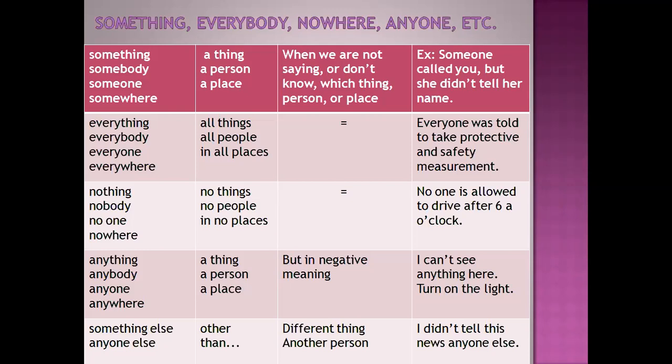Next one: nothing, nobody, no one, or nowhere. What does it refer to? That means no things, no people, no places. That means the opposite of everything, everybody. You agree? Yes. Okay. So have a look at the example. No one is allowed to drive after 6 o'clock. There is no one. That means no single person, which is the opposite of all people. Is that true? Mm-hmm. Okay.